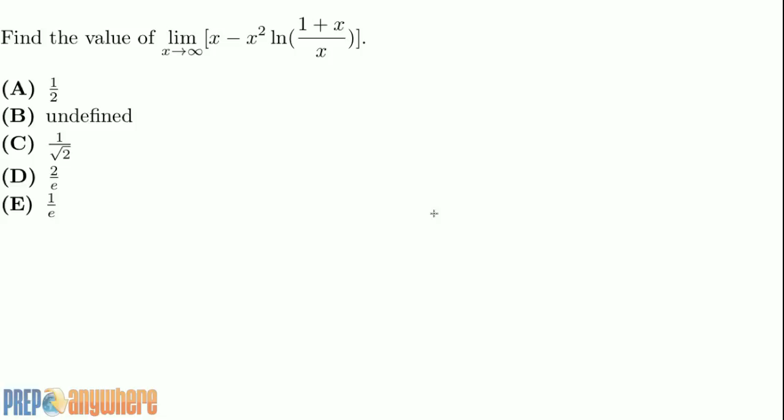Okay, limit as x is approaching infinity. Let me just try a direct substitution. So really large number minus really large number squared, and 1 plus x over x. That's 1 over x plus x over x. So 1 over x plus 1. That's essentially approaching ln of 1, right, which is approaching 0.